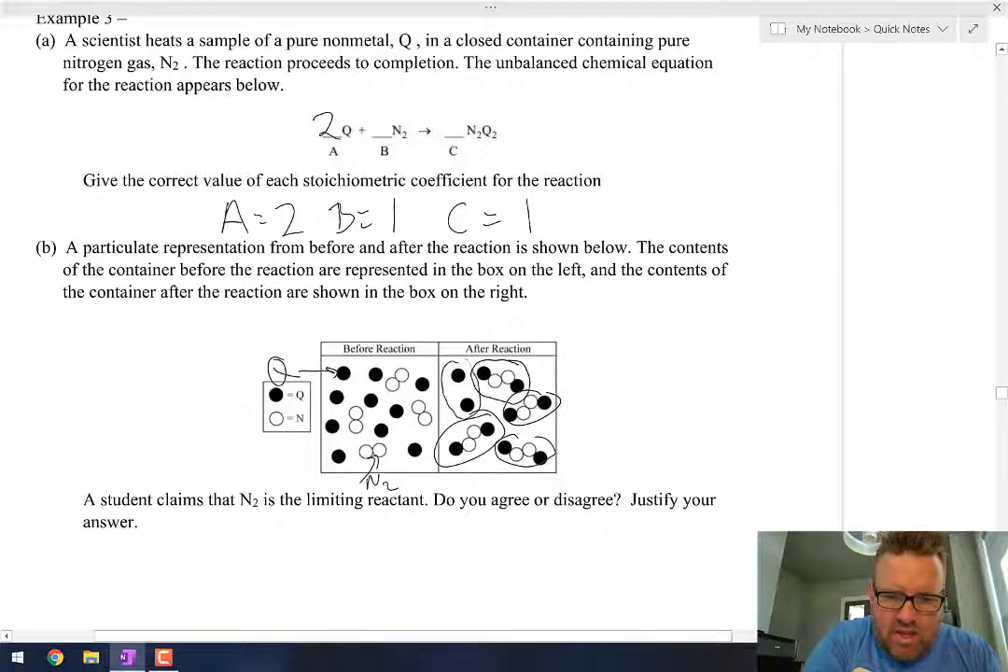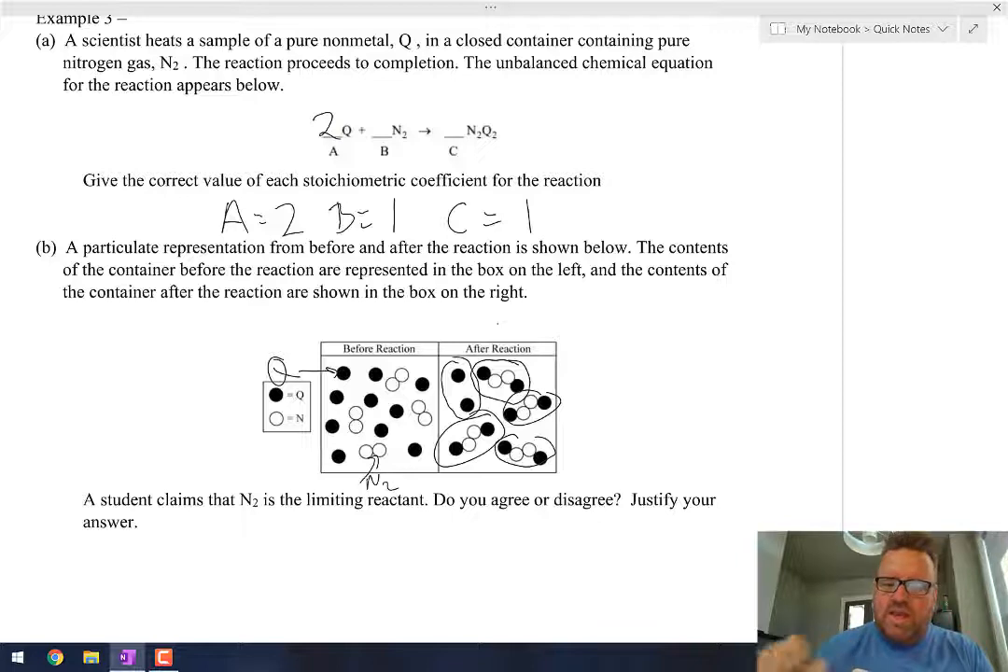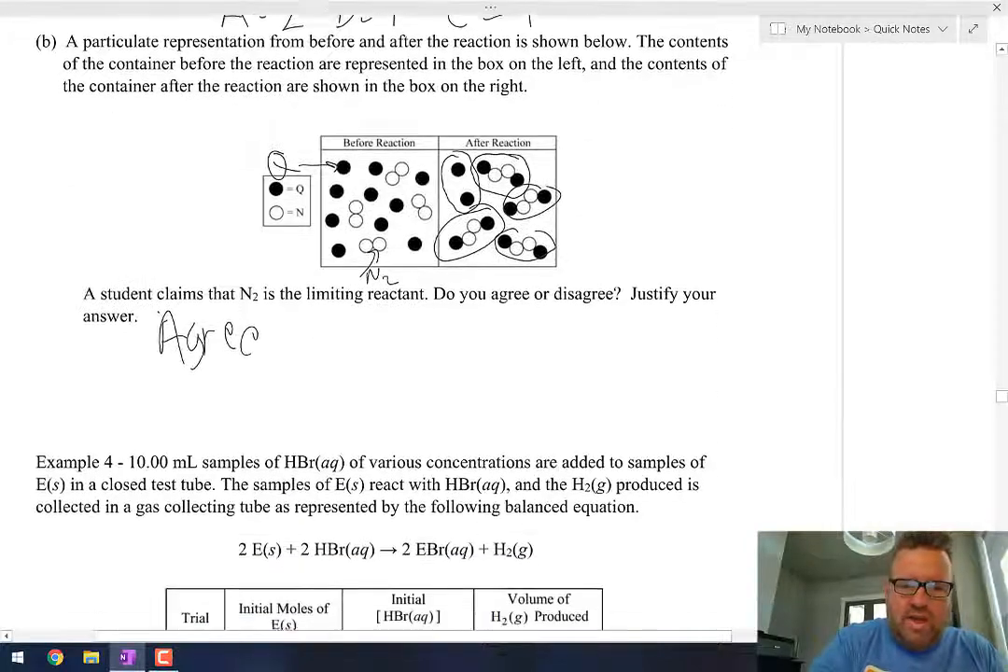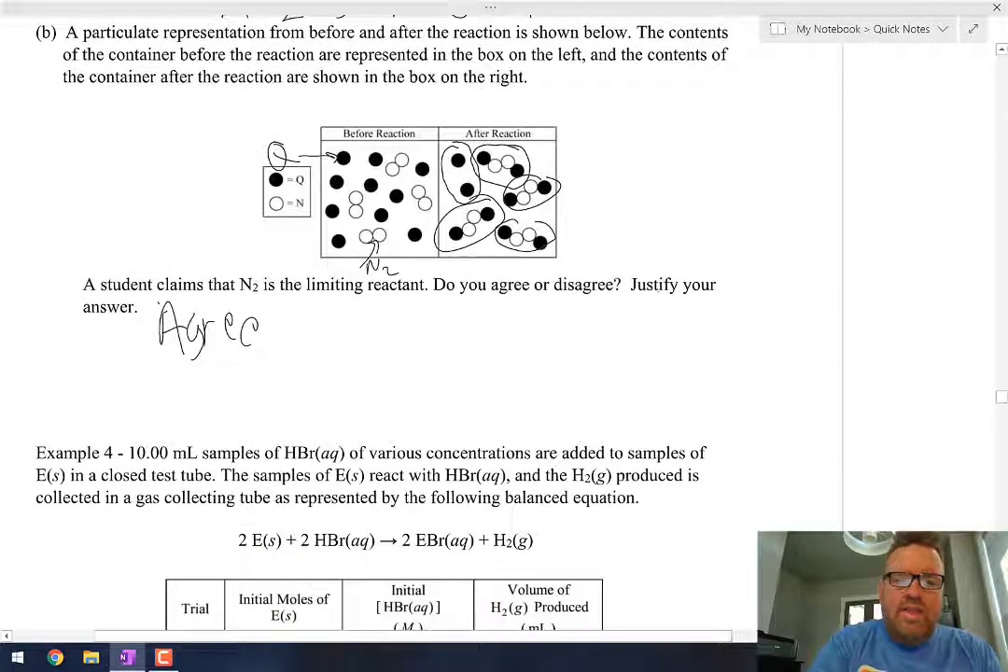You can see that there's 2 of those Q atoms that are left over that did not react. And what is that telling you? It's telling you that Q is therefore the excess reactant. And if Q is the excess reactant because there's some left over, there's some extra, then absolutely that means all of the nitrogen got used up to make this N2Q2, and therefore it is the limiting reactant. So do you agree or disagree? Absolutely, I agree.